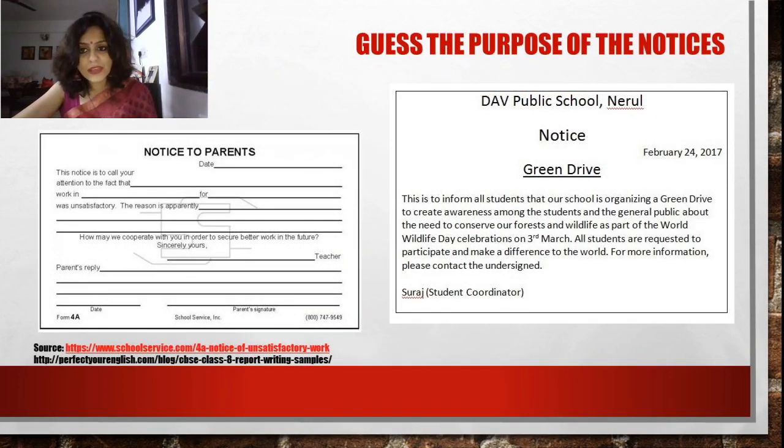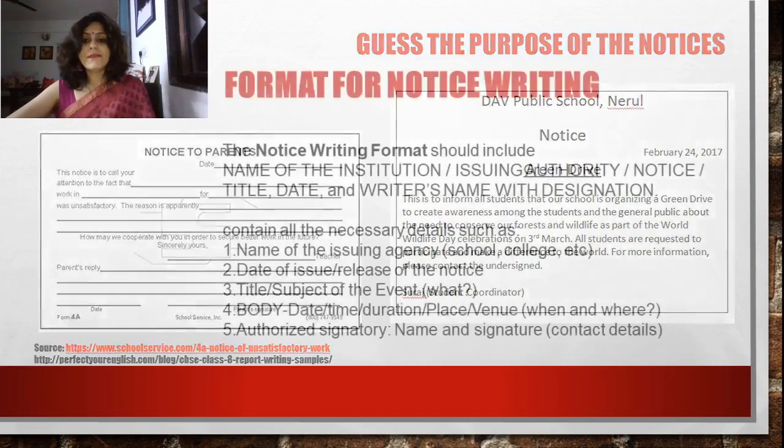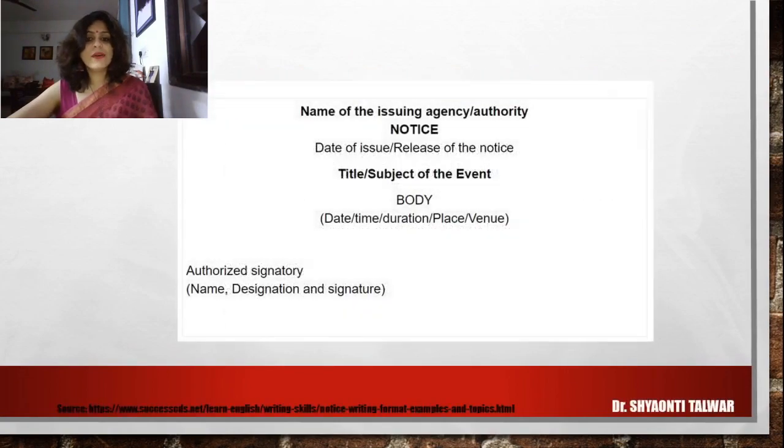So it has what? So what is it? It's a green drive. Who is it for? It's for the students, right? Why is it being organized? So this is to inform that the school is organizing a green drive to create awareness among the students. So there's this reason clearly mentioned, right? So this is the why of it. Then this is the when of it. So you have what, where, why, who, and when, but all notices need not have the why factor.